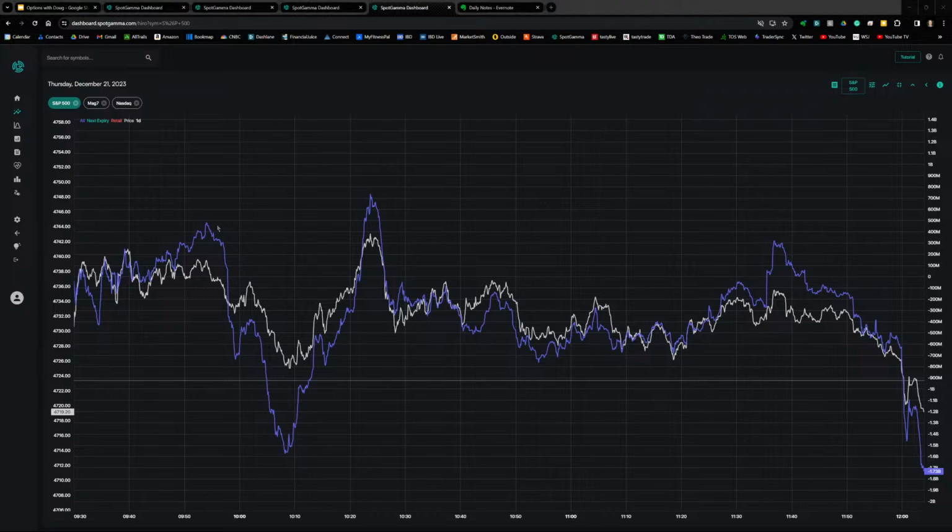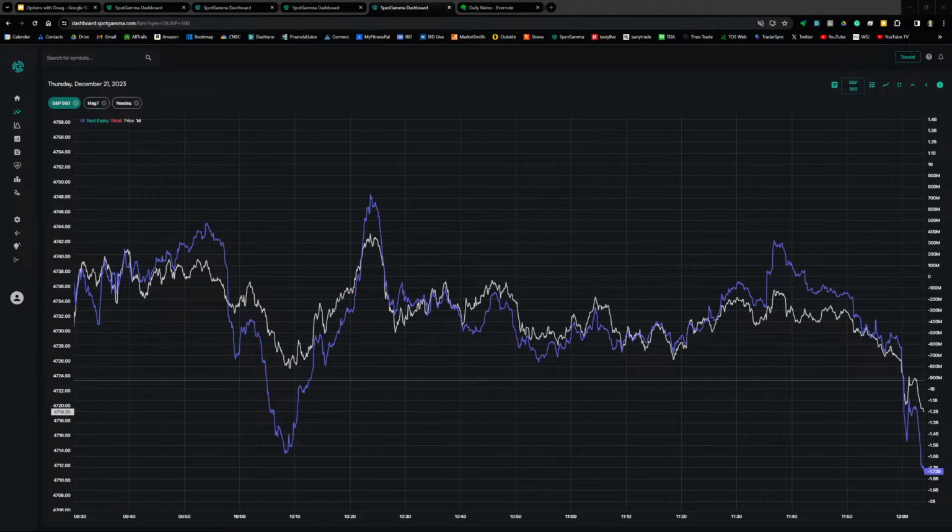So here was a short setup this morning. That was at the upper daily expected move. Traders started taking negative delta positions and price responded lower. And then right around 10:10, hedging flow shifted positive, and market makers started taking positive delta positions.